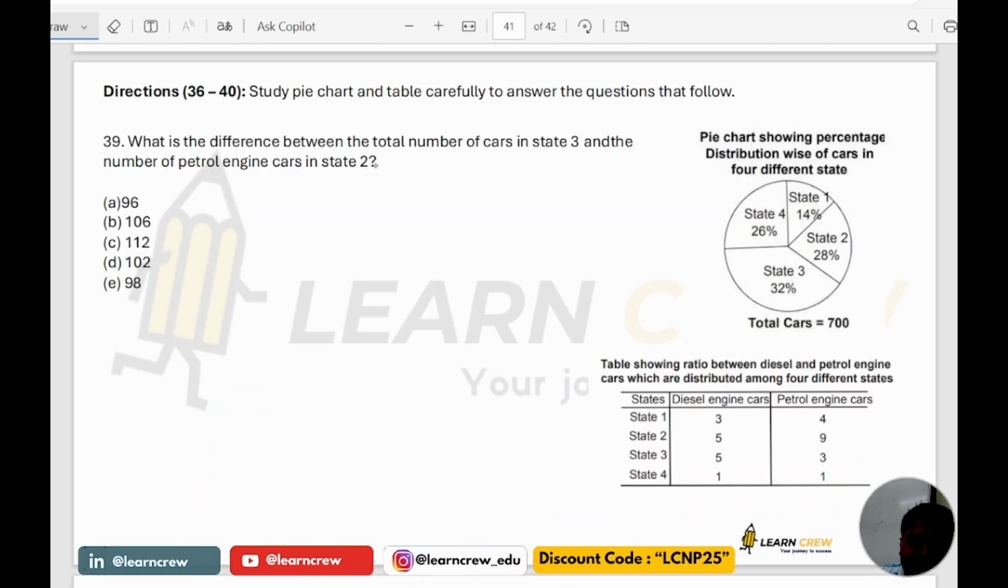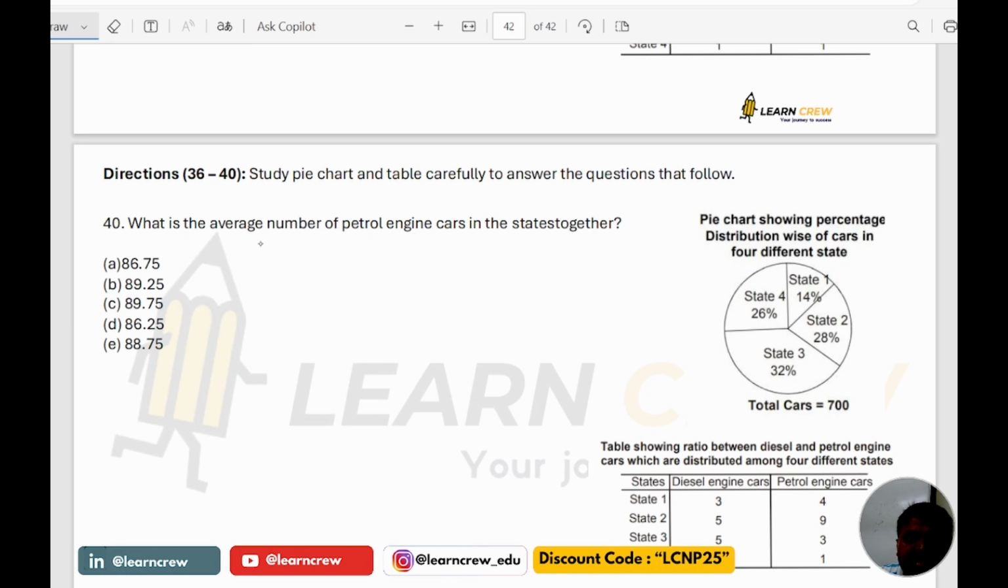What is the difference between the total number of cars in state 3, 32 7s are 224, and the number of petrol engine cars in state 2? So here petrol engine cars is how much? 9 14s are 126. So 224 minus 126 is 98. Difference is 98.